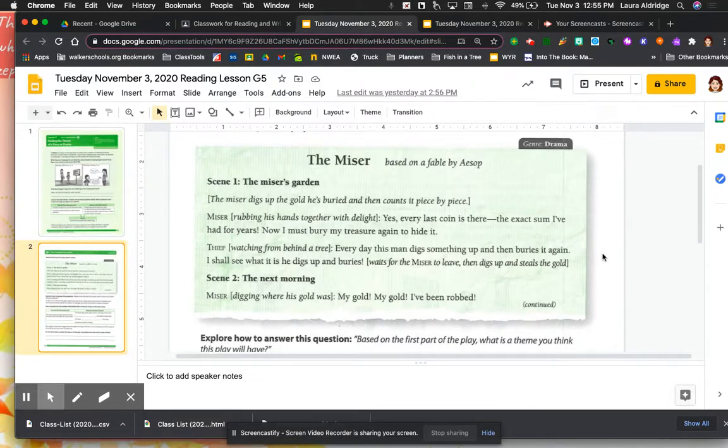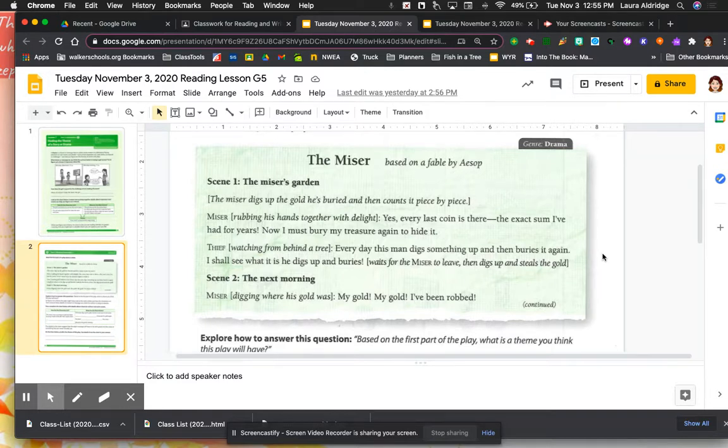The miser digs up the gold he's buried and then counts it piece by piece. The miser, rubbing his hands together with delight, says, "Yes, every last coin is here, the exact sum I've had for years. Now I must bury my treasure again to hide it."